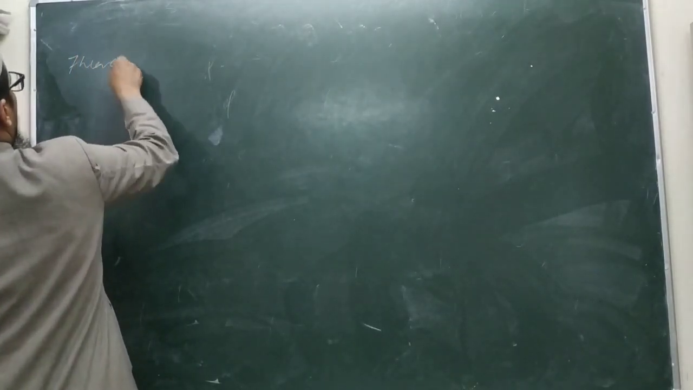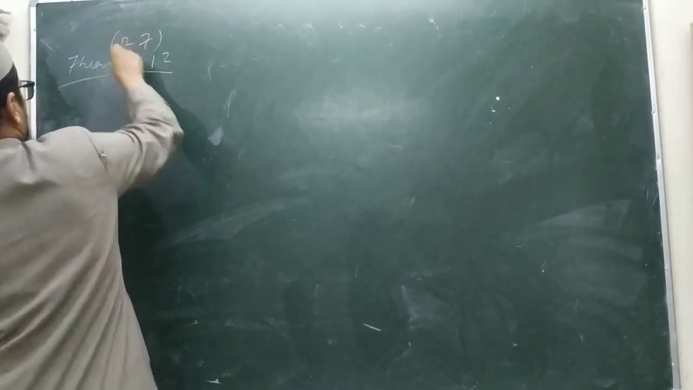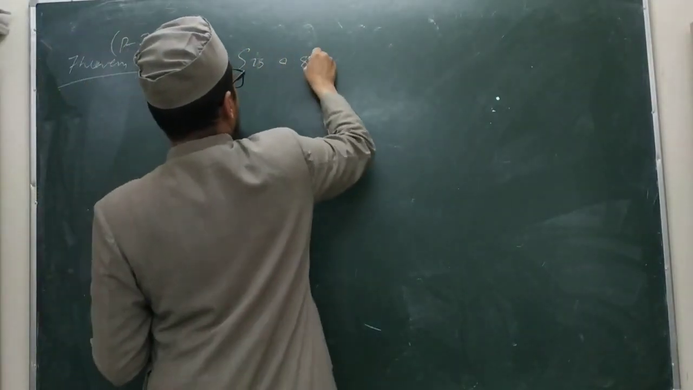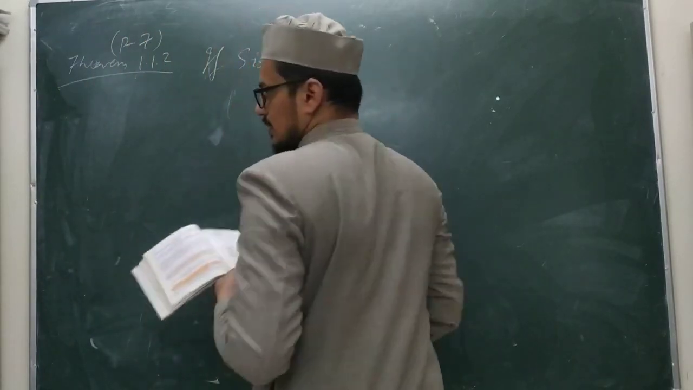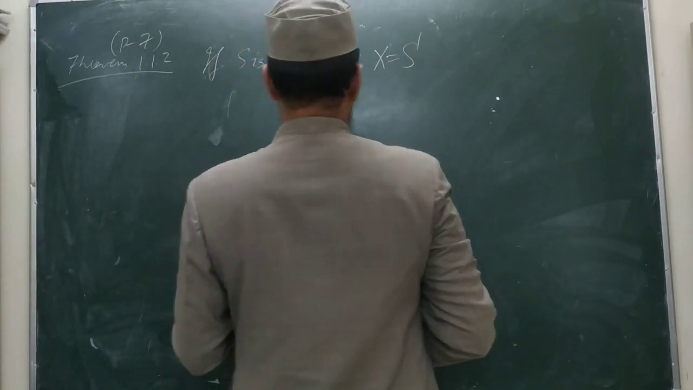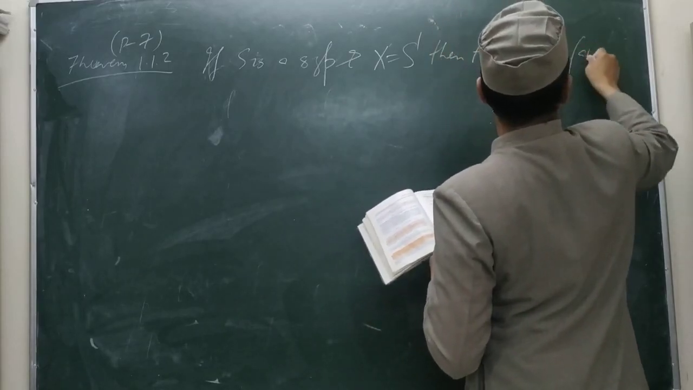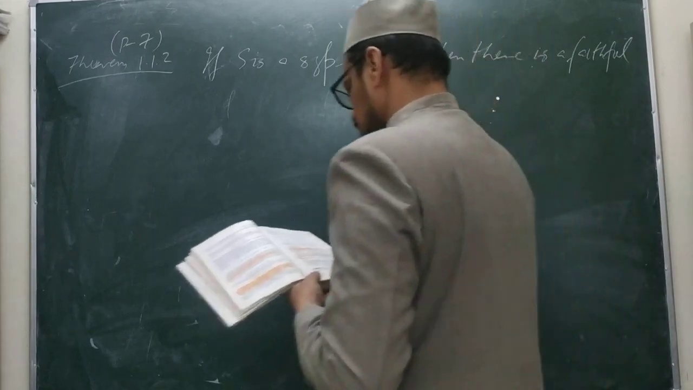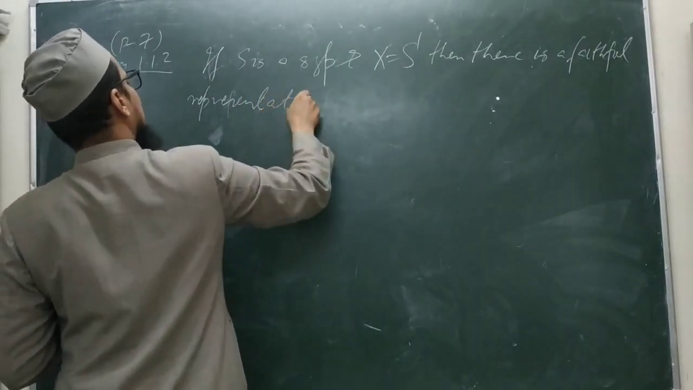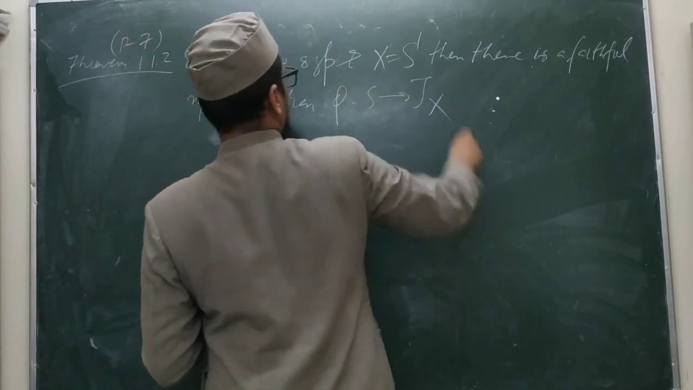Theorem 1.1.2, page number 7. If S is a semigroup and X is equal to S¹, then there is a faithful representation φ from S to τX.